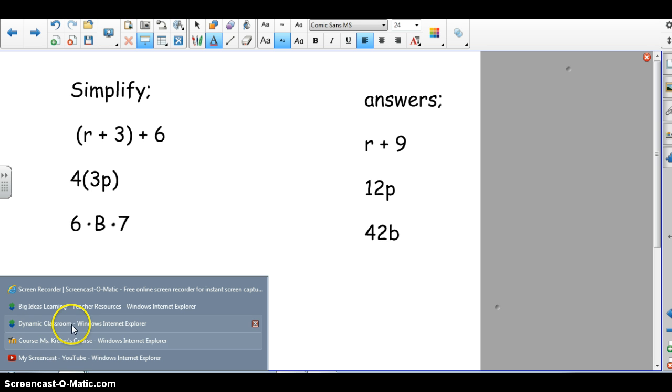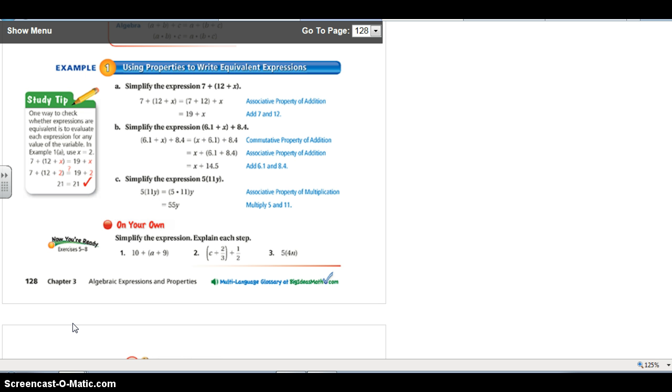Next, I want you to do problems 1, 2, and 3 on page 128 on your own and come back for the answers. Remember, you're showing each step, which means you have to show any kind of properties, commutative and associative properties of addition, and it looks like you've also got multiplication. So make sure you list it out. This is something that should be done in your binder under a label of 3.3. Come back for the answers.